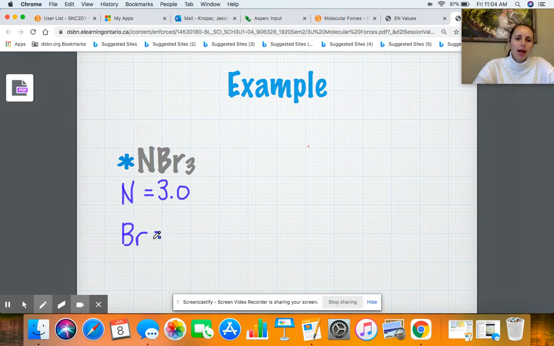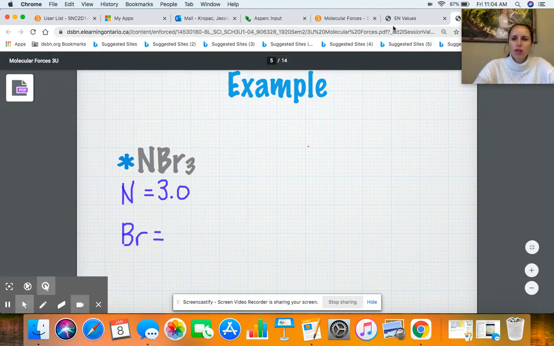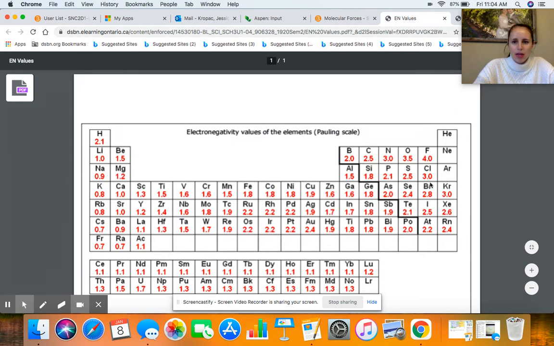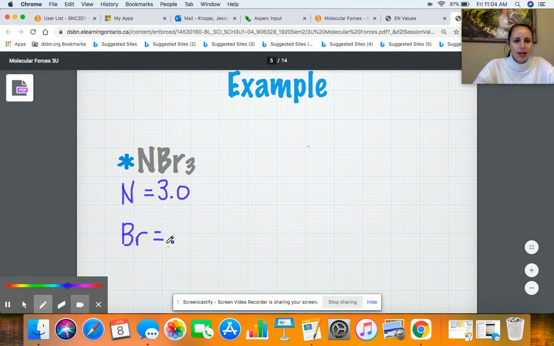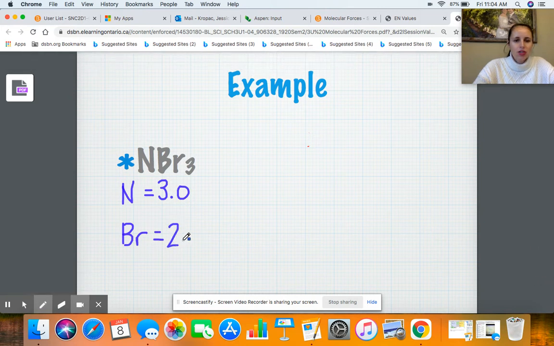And then I'm going to go back and find bromine on that chart. So if I go back here and find bromine, bromine's right down here, and it's 2.8. So I'm going to write 2.8. Now, this is sometimes where students get confused because there are 3 bromines, so do I have to multiply by 3? No, and I'll show you why.